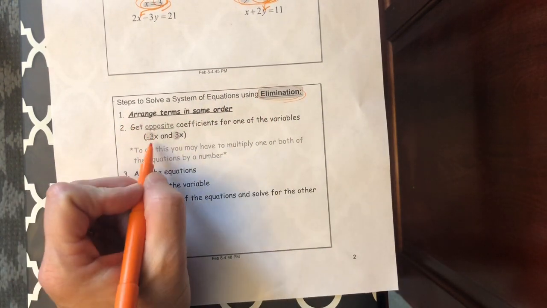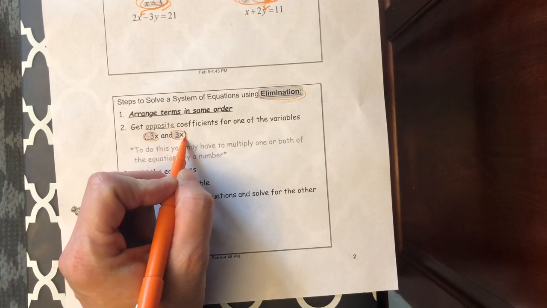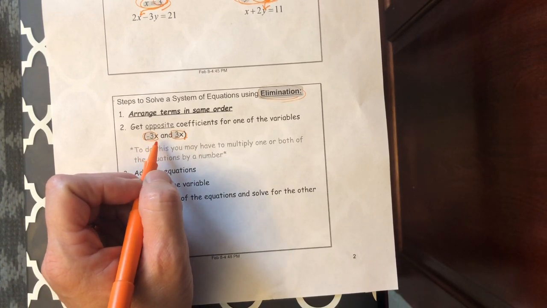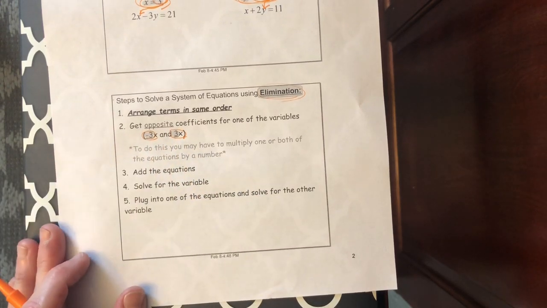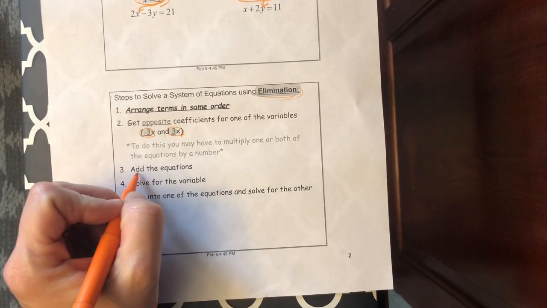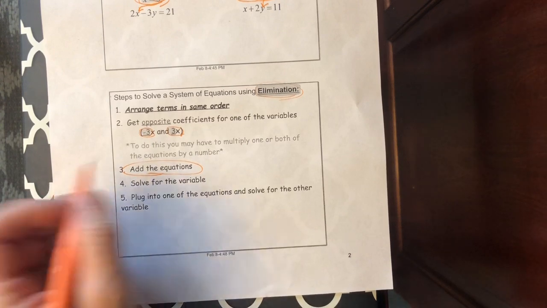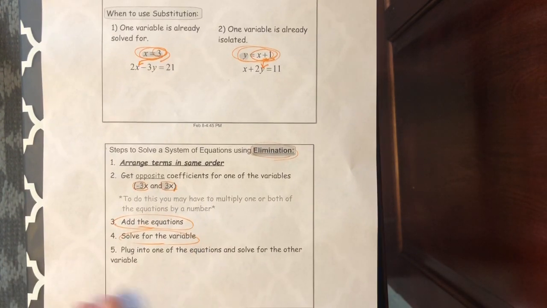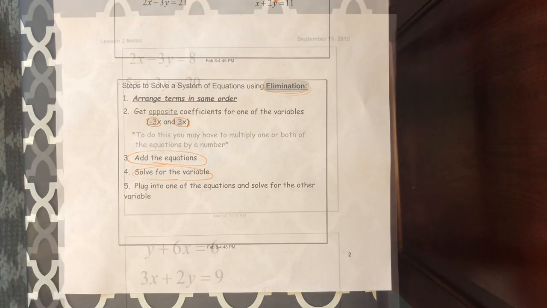Our goal is to get rid of a variable and make sure that you have one sign positive and one sign negative. Then we're going to add the equations together and solve for the variable. We're going to do that on the next page.